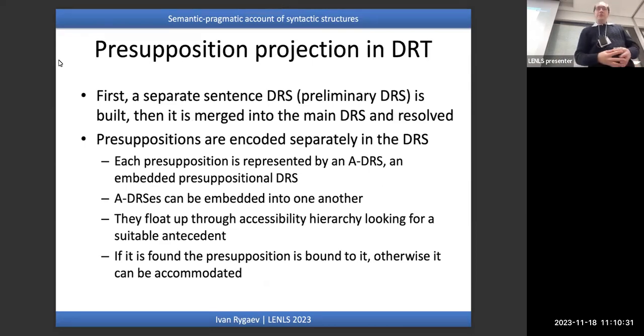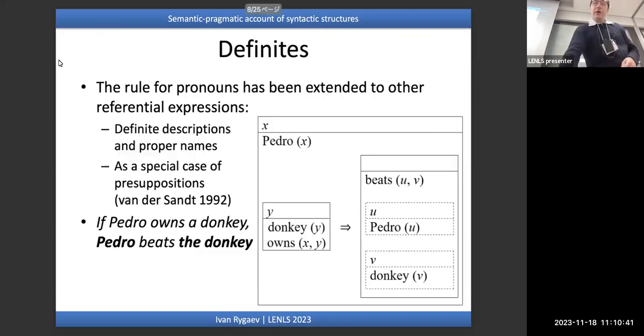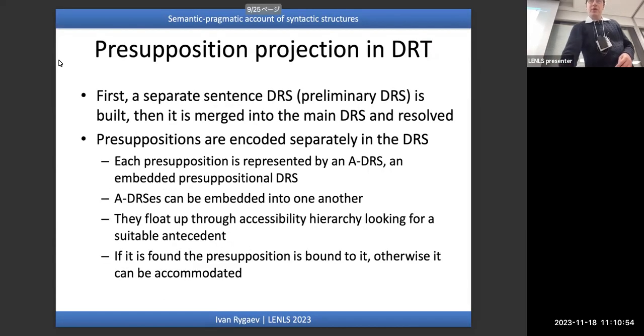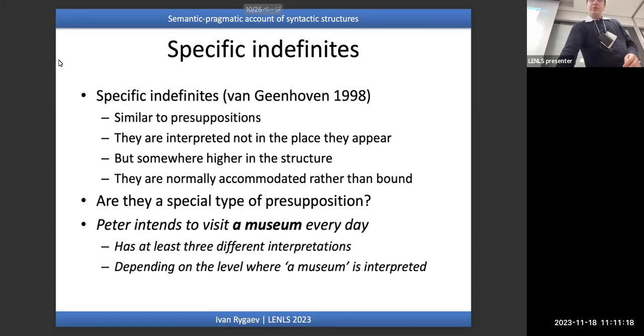Okay, so how does projection work in DRT? Basically, we first create a preliminary sentence DRS, which contains so-called A-DRSs, presupposition DRSs, which need to be resolved, right? They can be nested within one another, and they float up the hierarchy looking for a suitable antecedent. When it's found, the presupposition is bound to it, or otherwise it can be accommodated at some level of the hierarchy.